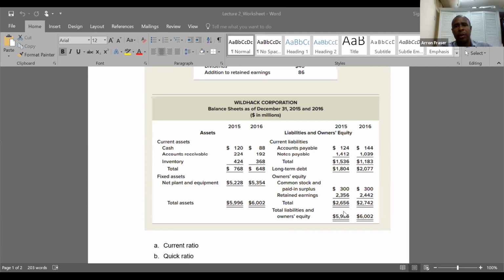Is everyone comfortable with where it came from? Yes, sir. Okay. And then, so that's the numerator. How much do we have for current liabilities? 1183. Right. 1183. Good. So the answer for that would be how much? 0.55 or 0.54. So that's 648 divided by 1183.